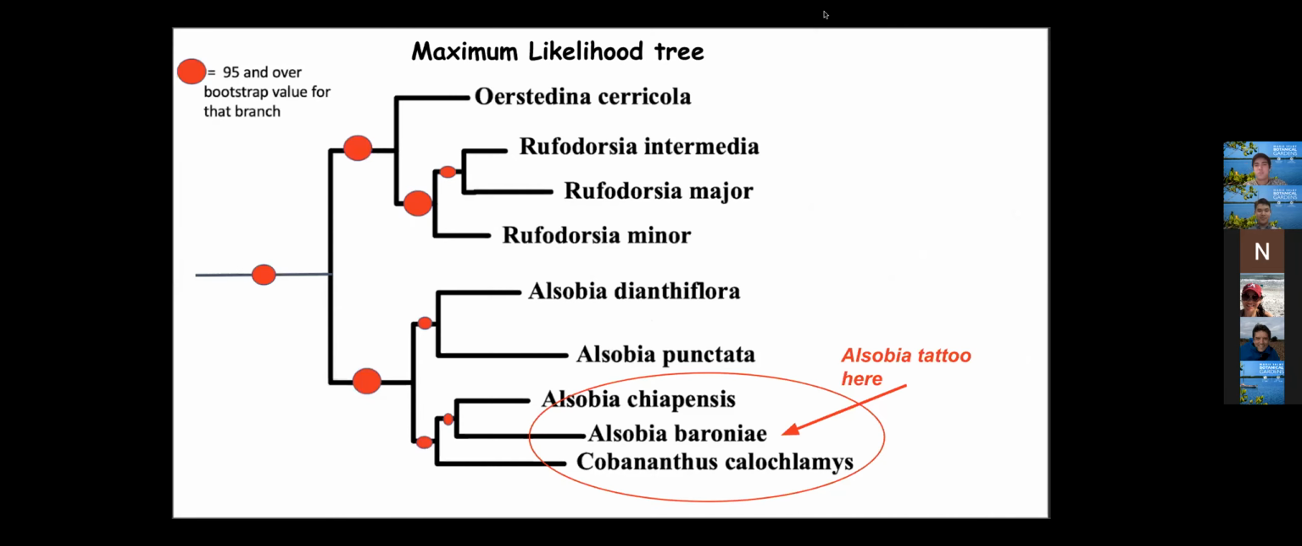On to our results. We sequenced Alsobia broniae and Alsobia chiapensis, which are not represented on GenBank. Alsobia was previously considered monophyletic, but with the inclusion of these new species in our maximum likelihood tree, Alsobia is rendered paraphyletic. Based on our sequences, Alsobia broniae, which is where the tattoo nests, and Alsobia chiapensis are more closely related to Covenanthus calyclamis than any other species under the Alsobia genus. In evolutionary biology, this is called paraphyly.